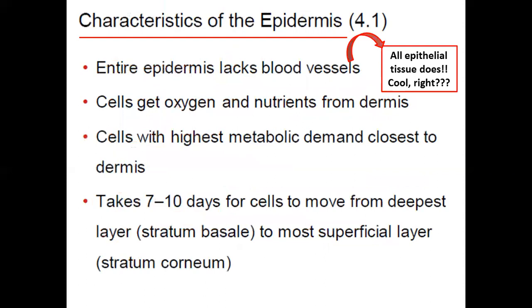More characteristics of the epidermis. It lacks blood vessels. Remember, epithelial tissue is avascular. A is without, vascular is blood vessels. So the epidermis lacks blood vessels. It gets oxygen and nutrients from the tissue below it in the dermis, so oxygen and nutrients diffuse into the epidermis through the cells. And it takes about 7 to 10 days for cells to move from the stratum basale to the stratum corneum. So you can renew your epidermis every 7 to 10 days. Weird, right?